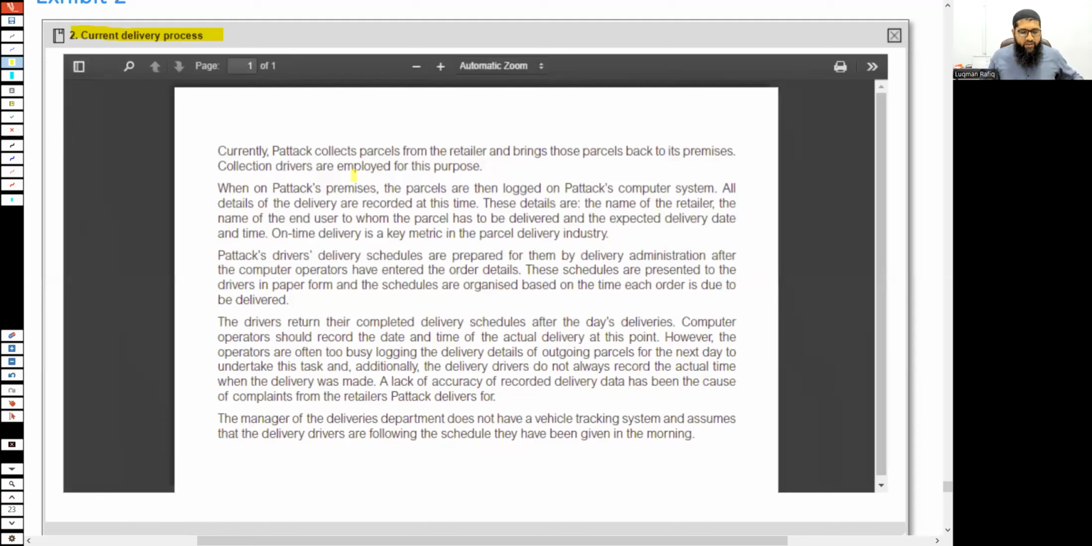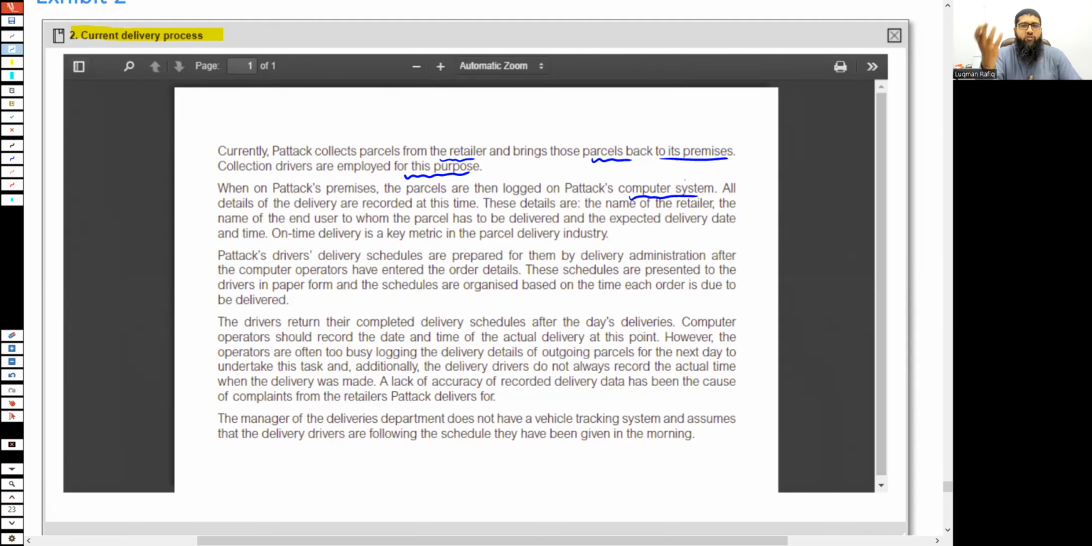Okay, so basically it says currently Patek collects parcels from the retailer and brings those parcels back to its premises. So see the process. There is clearly an issue with the process. You're picking up the parcel from the retailer, then bringing those parcels back to its premises. Collection drivers are employed for this purpose. What he does is he picks up the parcel from the retailer and brings it back to Patek's premises. Now, when on Patek's premises, the parcels are then logged on to the computer system.